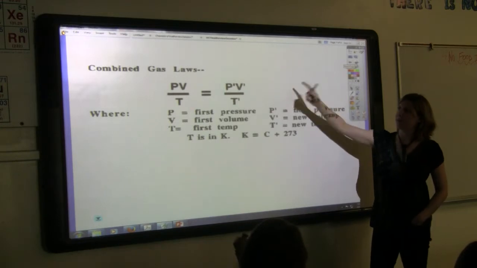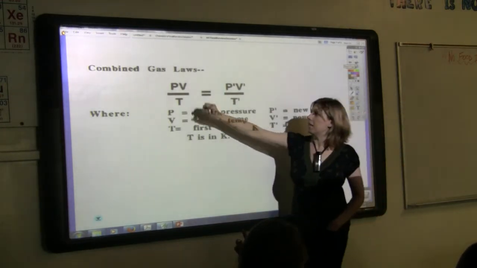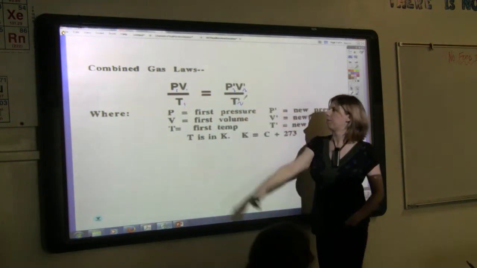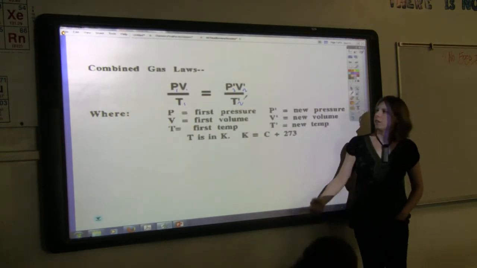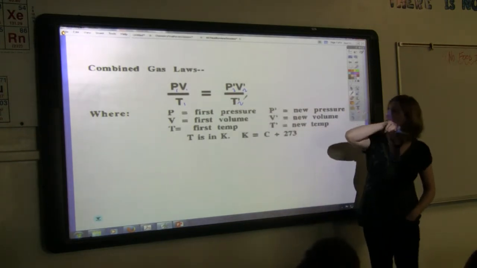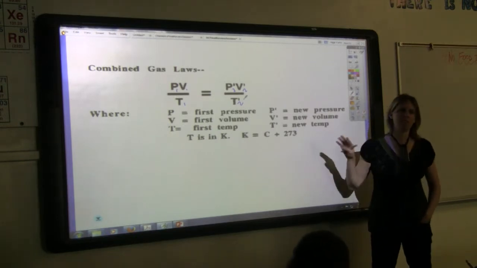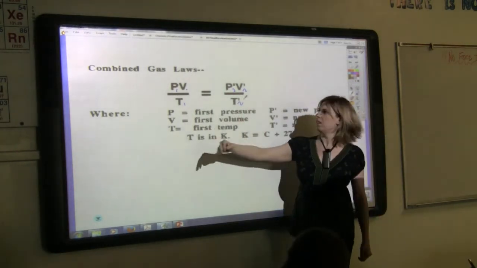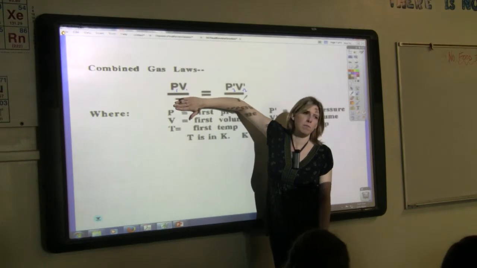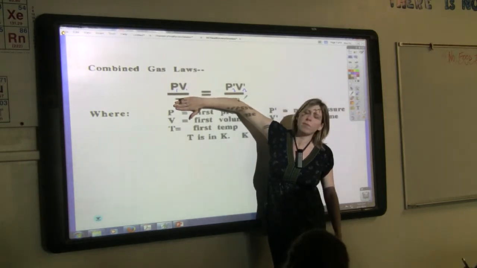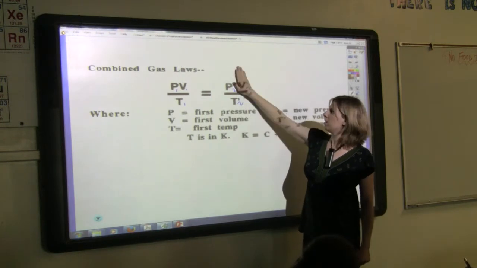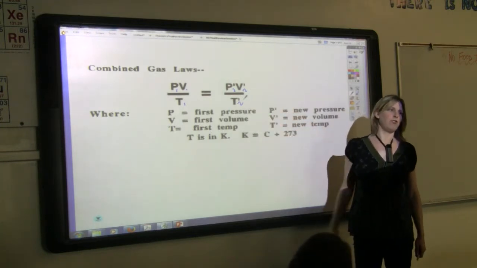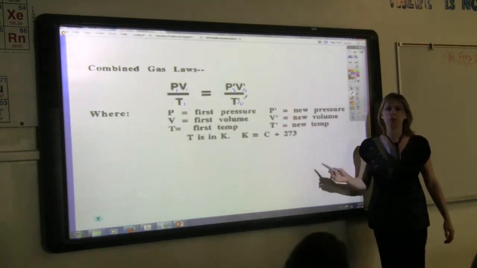Alright, this is the combined gas law. It's P1 V1 over T1 equals P2 V2 over T2. So pressure, volume, temperature. If one of these is held constant, then it just disappears. So if I say temperature is held constant, you can just cover that up and then it becomes P1 V1 equals P2 V2. If I say volume's held constant, you can just cover that up, then it's pressure divided by temperature equals pressure 2 divided by temperature 2. Questions on this?